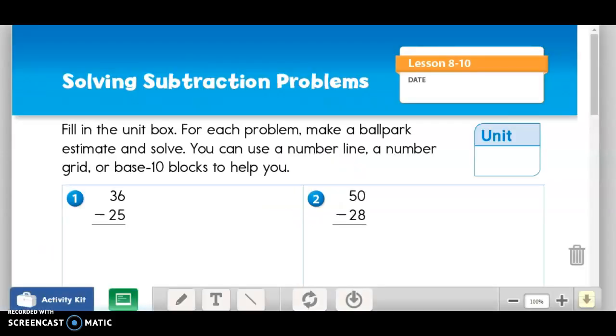And we're going to do some subtraction and make ballpark estimates. And again, I see that unit, and I love the unit of friends because it makes me think of all of you guys, all my friends that I love to teach. So we're going to write friends here. That's my unit.